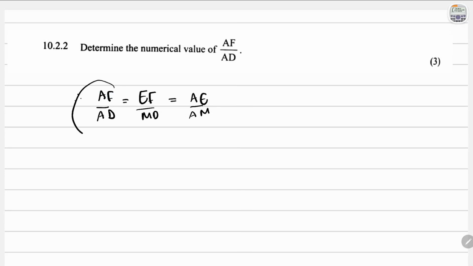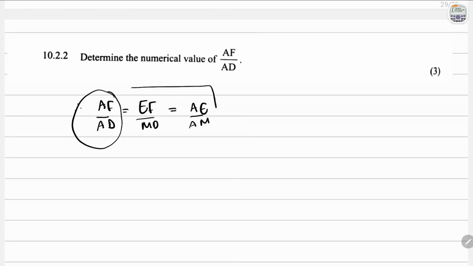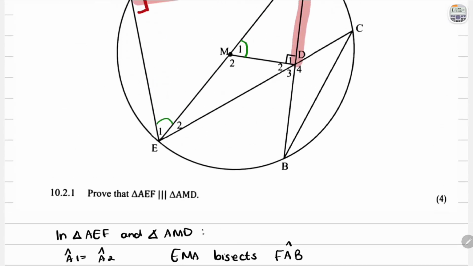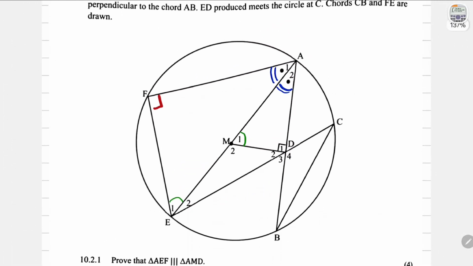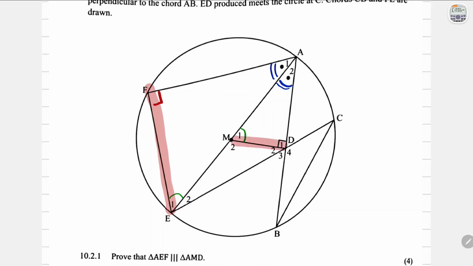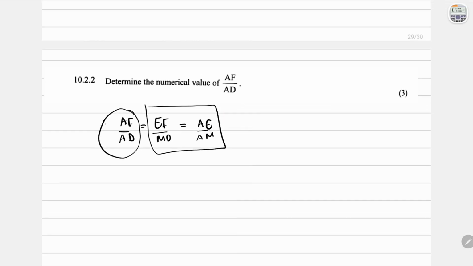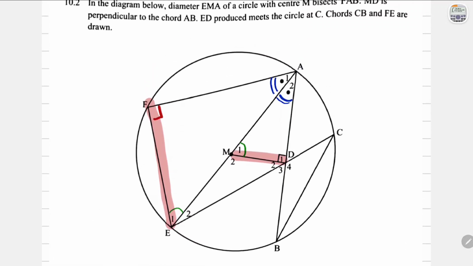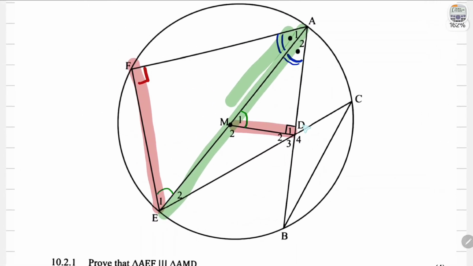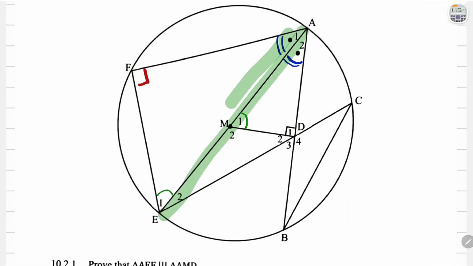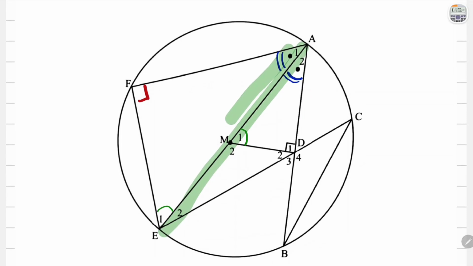Because this is what we're trying to find, why don't we check if we can somehow find a numerical value of any of these other sides? So we're looking at EF and MD. Let me just erase this. I'm not really looking at that yet. EF and MD, and we're also looking at AE and AM. So that is AE and AM. By already drawing that, I can already see something here. I don't actually need MD and FE. They're not so helpful.